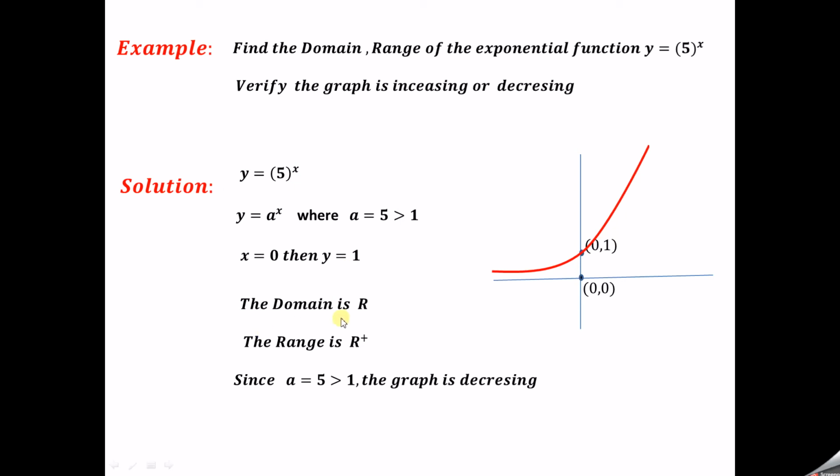And the domain of the exponential function is always R. And the range of the exponential function is always R plus. The y values, the images, are always positive. Y is nothing but the range. Range is always positive real numbers. And here the base a is greater than 1. Therefore, the graph of this exponential function is increasing because the base is greater than 1.